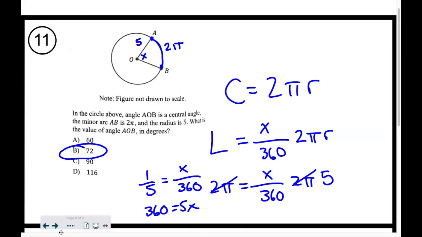All right, which should make sense, because if the radius is 5, the circumference is 10 pi, and this 2 pi is 1/5 of that. So this angle should be 1/5 of going all the way around. All the way around is 360, and 1/5 of 360 is 72.